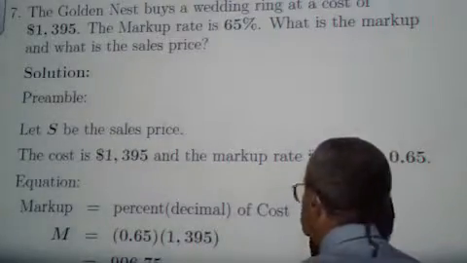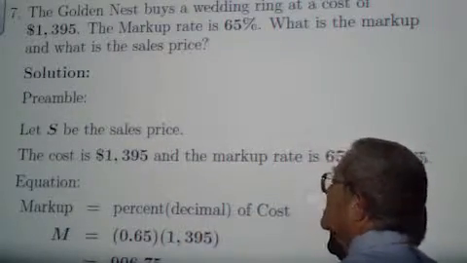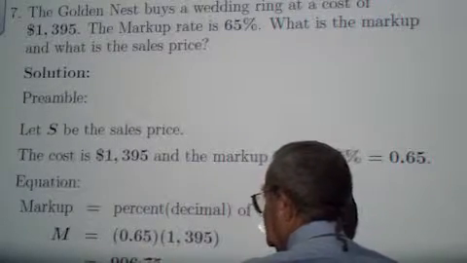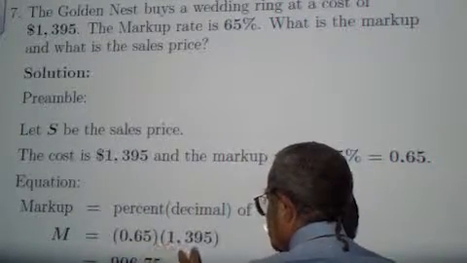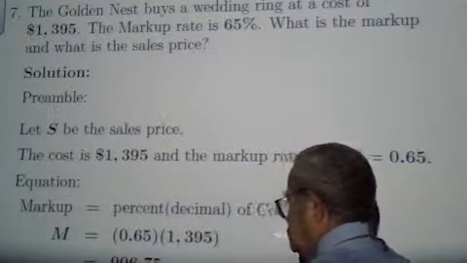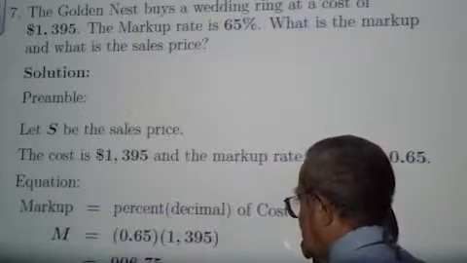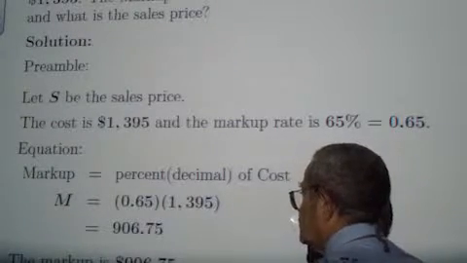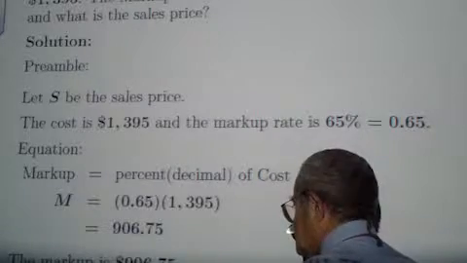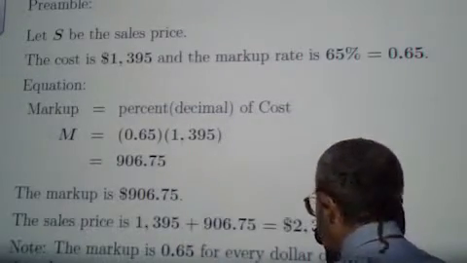Now the markup is a percent of the cost, and the cost was $1,395. So markup is 0.65 times that number, which should give you $906.75. So the markup is $906.75. The sales price is the cost plus the markup.